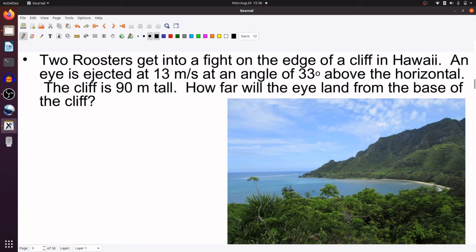Two roosters get into a fight on the edge of a cliff in Hawaii.